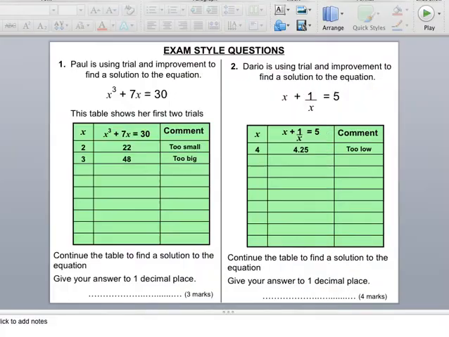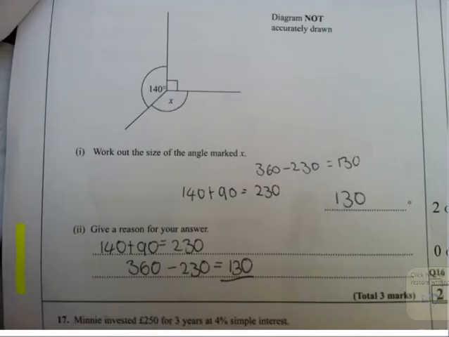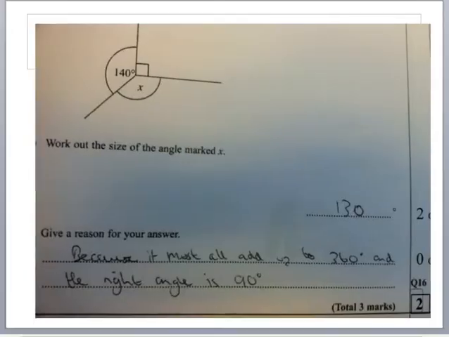Again, we lose one simple mark here for not writing this very simple statement: angles around a point equals 360 degrees. Similarly, in this question here, we've got the answer correct, 130 degrees. But the reason given here is because it must add up to 360 and the right angle is 90. Again, we haven't mentioned that angles around a point equals 360 degrees.